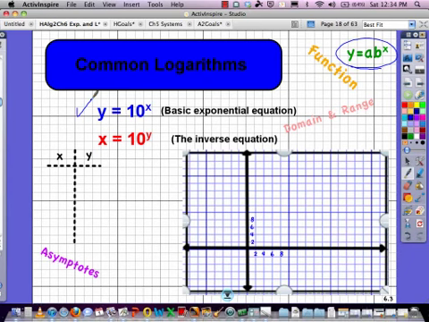So we did a few negatives, a few positives, and 0. So in our first equation here, when y equals 10 to the x power, let's start with the 2. If x is 2, 10 to the second is 100, so y is 100. When x is 1, 10 to the first is 10, so y is 10. When x is 0, 10 to the 0 power is 1, so y is 1.